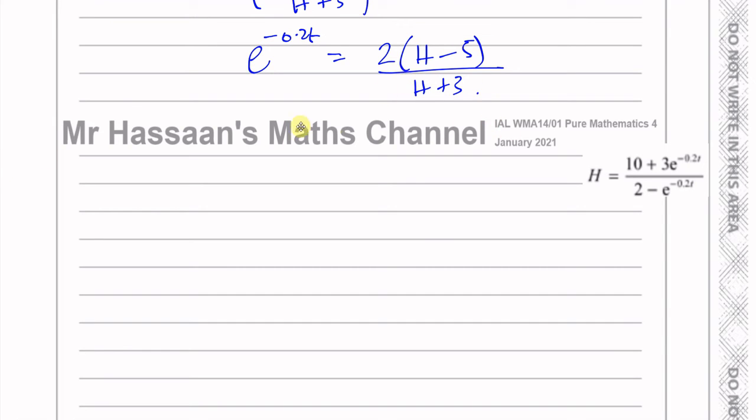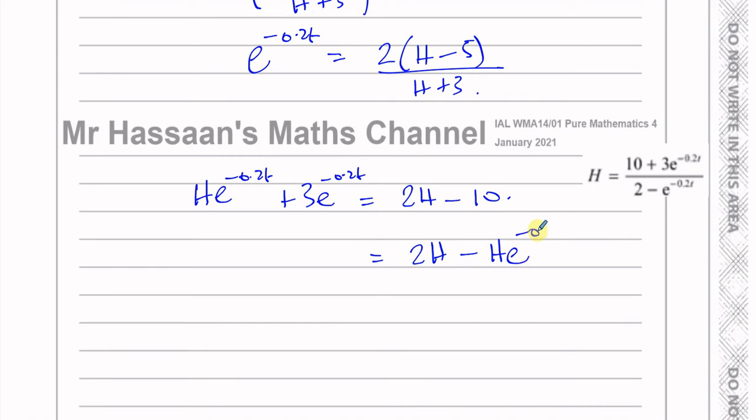I can get rid of the fraction first because I want to have one h term. I see I have 2 h terms. So I'm going to expand the brackets, get rid of the fraction, bring the h's on one side. So this is going to be h times e to the power of minus 0.2t plus 3 e to the power of minus 0.2t equals 2 times h minus 10. Okay, now I can see here that I'm almost there. I've got 10 plus, so if I bring the h's on this side, I'll have 2h minus h e to the power of minus 0.2t. On this side, we're going to have 10 plus 3 e to the power of minus 0.2t.